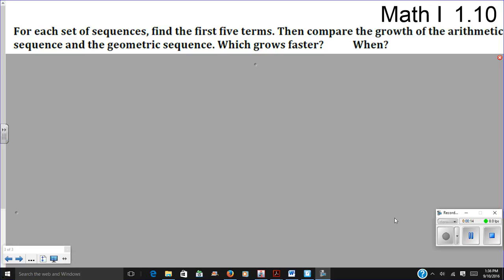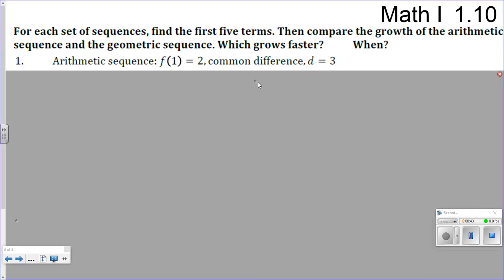And we're actually going to look at problem number 1 in the RSG, which asks us this. For each set of sequences, find the first 5 terms, then compare the growth of the arithmetic sequence and the geometric sequence. Which grows faster and when? The entire goal of this particular section of your homework is to help you see truly the differences in growth that occur between the arithmetic and the geometric sequence. So let's take a look at our table that they have given us and see what happens.